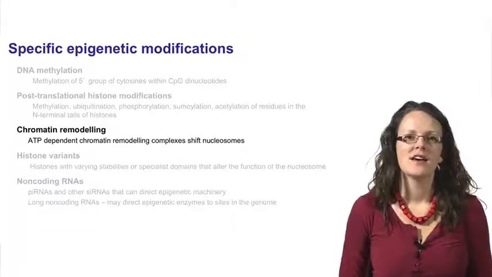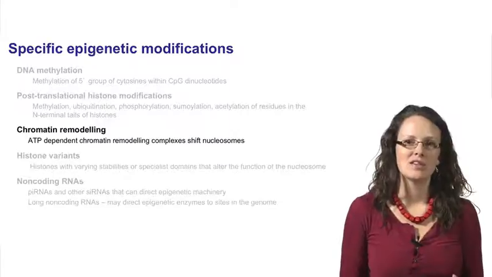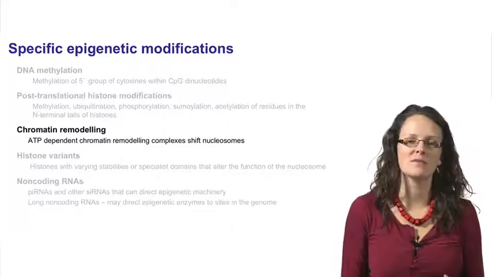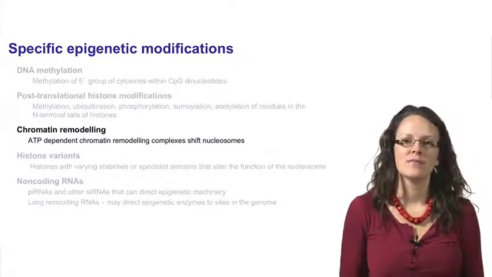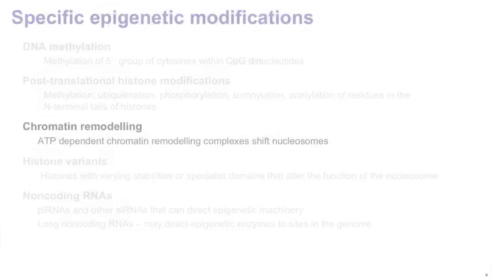So we're going to move on now from the very particular epigenetic marks that we've covered in the last few lectures, so DNA methylation and various histone modifications, to think about how these modifications might bring about changes in the chromatin itself, how the chromatin is packaged more densely or more sparsely. And to think about this, we really need to consider the chromatin remodeling complexes.